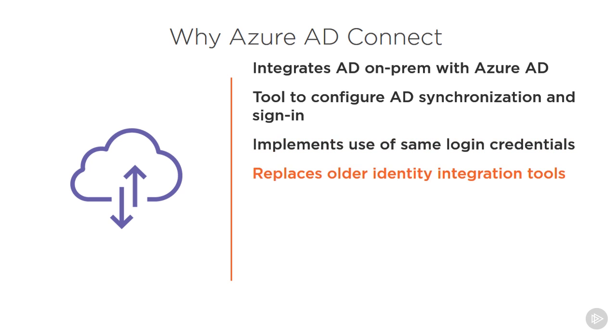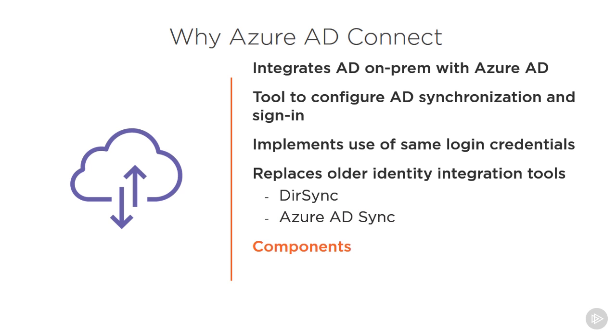Now, this replaces some of the older identity integration tools. If you're thinking, dude, I've never heard of Azure AD Connect, probably because it's a newer flavor of the old DirSync. And then after DirSync, it went to the Azure AD Sync. Finally, Microsoft created a tool called Azure AD Connect. Azure AD Connect contains the DirSync functionality or the Azure AD Sync, but it has a new name with some additional functionality included with it.